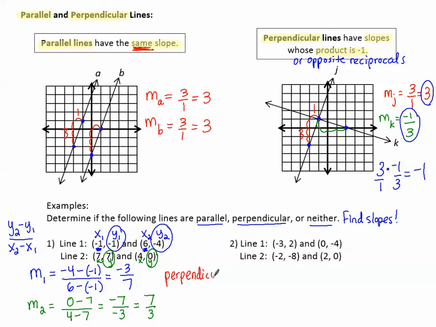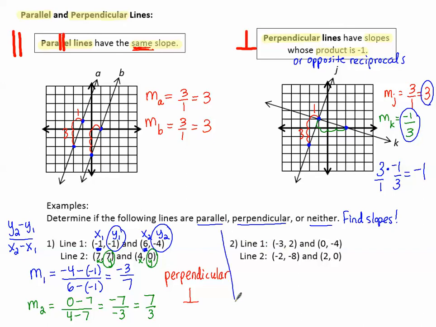We can write the word perpendicular, or we can use the symbol for perpendicular. Recall the symbols for parallel and perpendicular. Parallel is like the L's in the word parallel. That's the symbol for parallel lines, and the symbol for perpendicular is the upside down T. Let's try example 2, or you could pause the video, try it, and come back and check on your work.